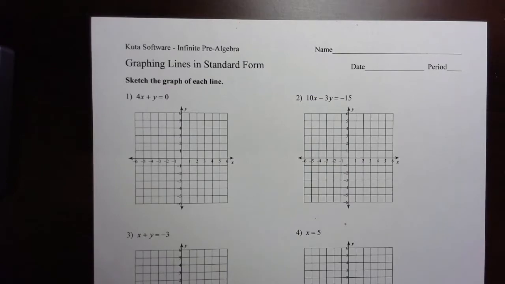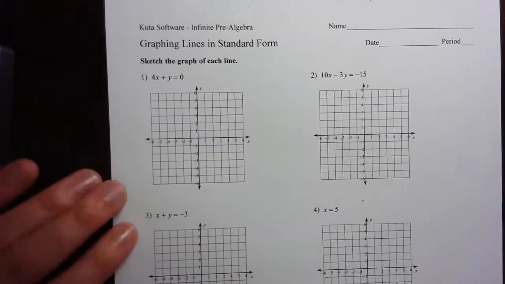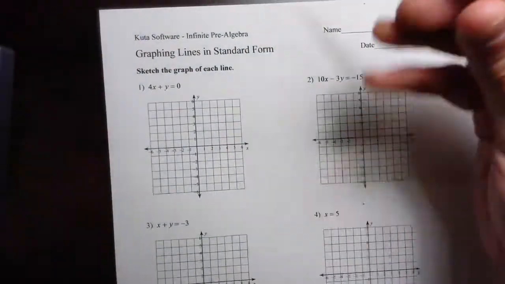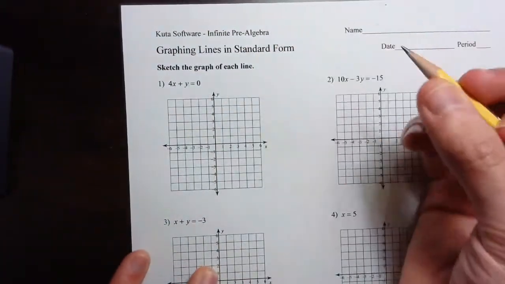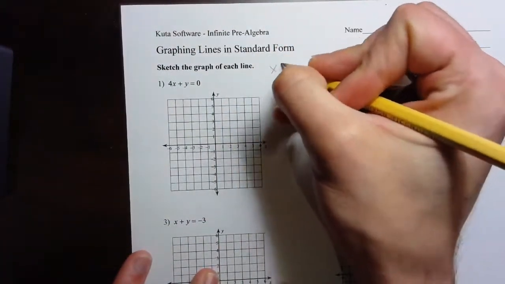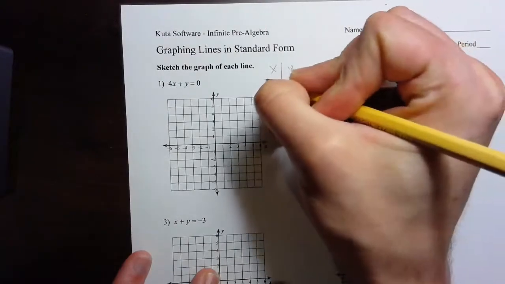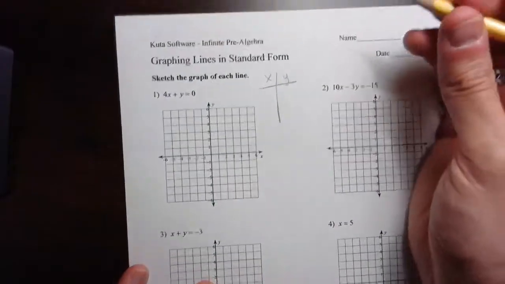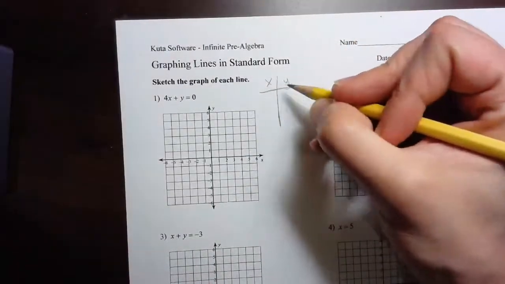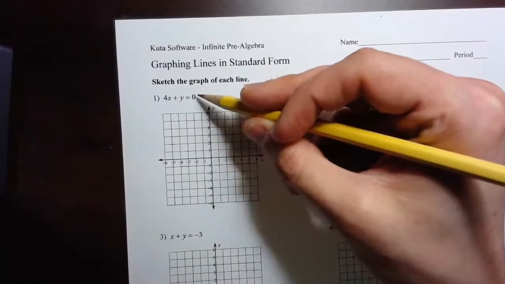So let's look at number one. Number one says, well, so for all of these, it's scan the graph of each line. We've got 4x plus y equals 0. So as I said, I want us to make a little T-chart like that so that we can see exactly what our different x and y relationships are going to be for each of these.